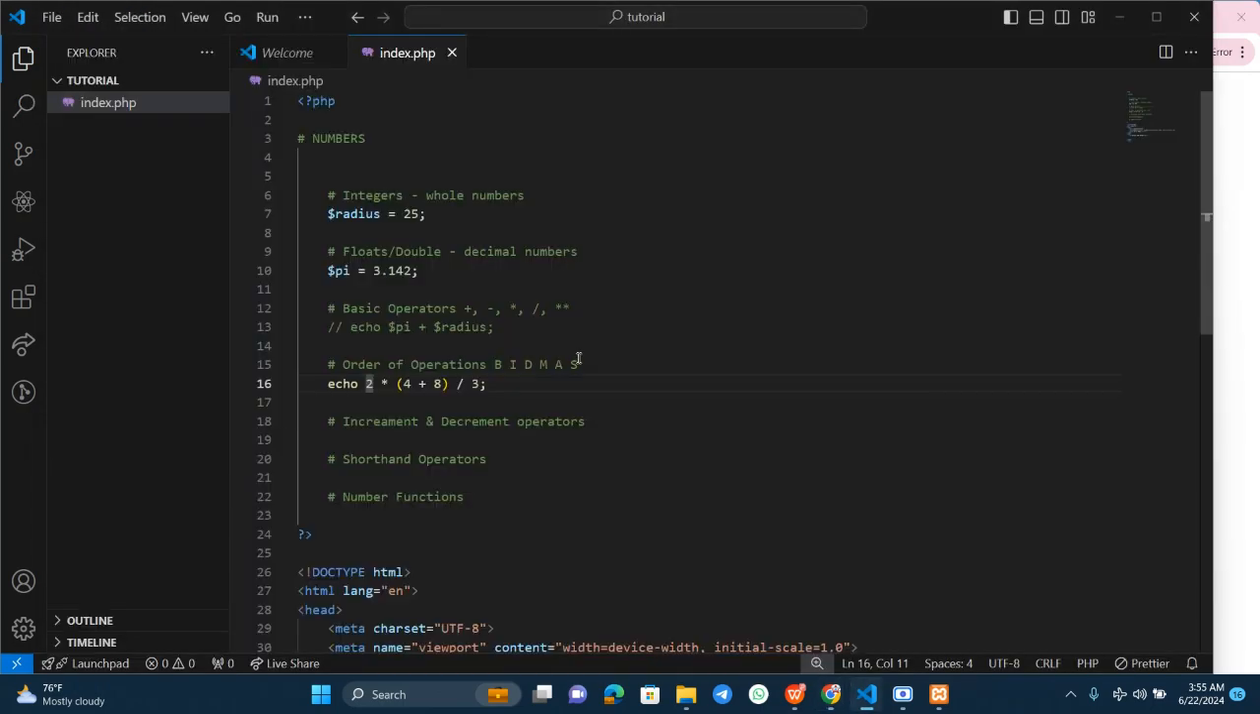Can you see it now? So it followed this order. If you multiply it this way, 4 times 2, 12, and then add 8, 20, 20 divided by 3 is going to give you a decimal, and that is not what we are solving.